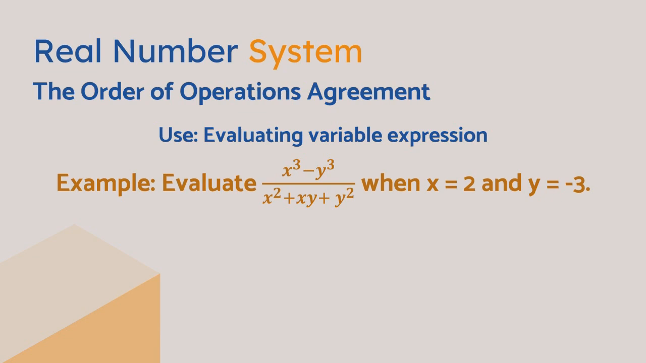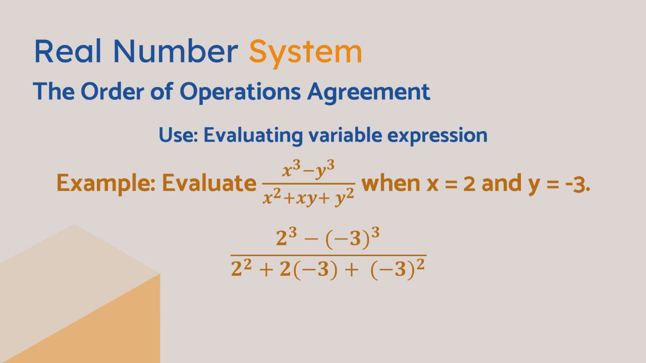So let's evaluate it. The first step before evaluating a variable expression is to plug in the values of x and y in the expression, x being 2, y being -3. Rewriting, instead of variables, we change the variables into numbers. So we get 2 cubed minus the quantity -3 cubed, all over 2 squared plus 2 times -3 plus the quantity -3 squared. So we can now use the order of operations on this.